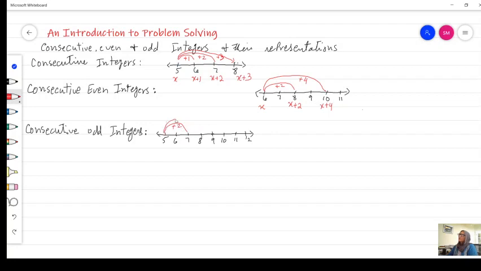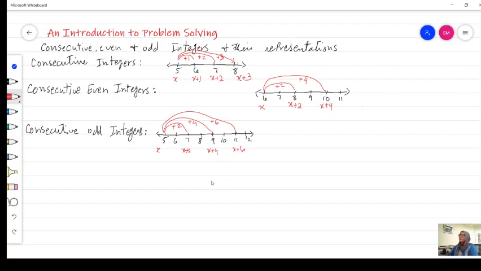Then I'm going to go 5 to 9, which is odd, so 1, 2, 3, 4, so that's plus 4. Then I'm going to go to another odd, which is 11, all the way to 11. How many spaces? 1, 2, 3, 4, 5, 6. So that one is plus 6. So the first one is 5, which is x. The second one is going to be x plus 2. The third one is going to be x plus 4. This one is x plus 6. So these are all my consecutive odd integers.